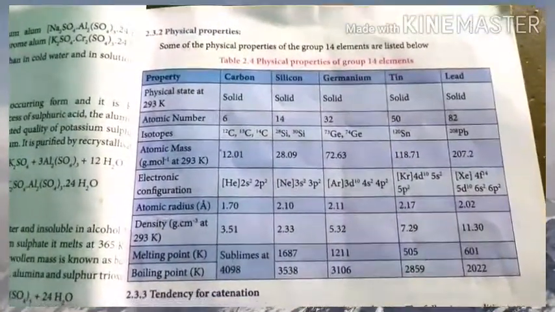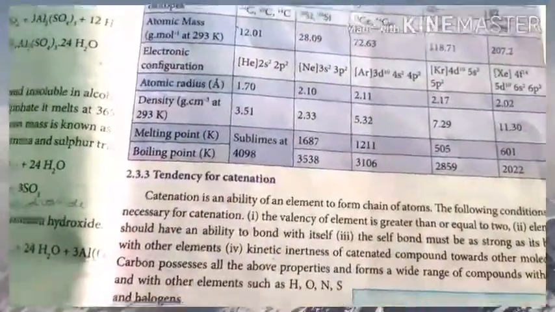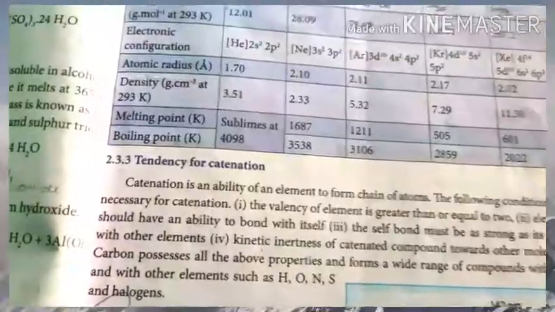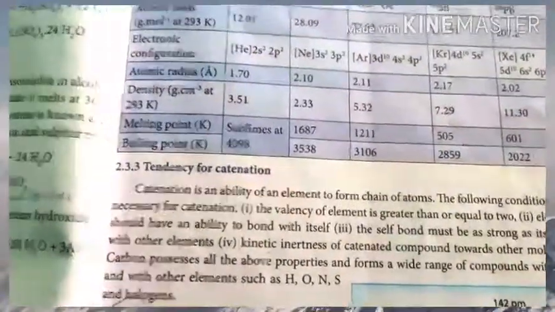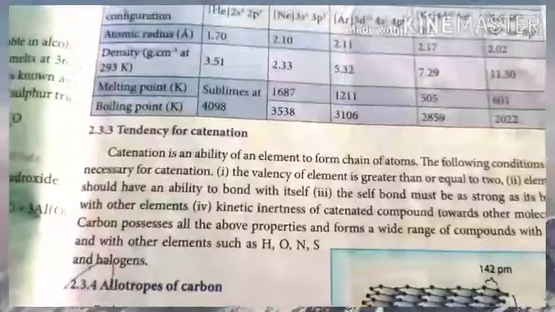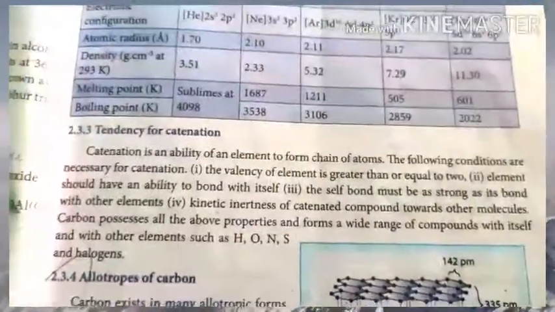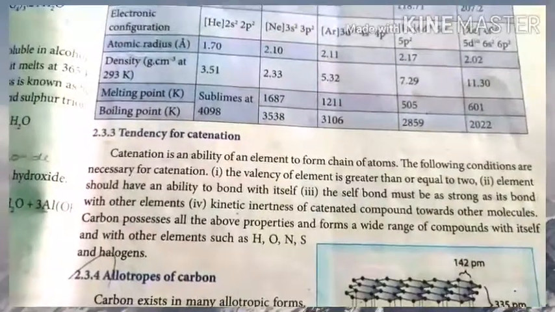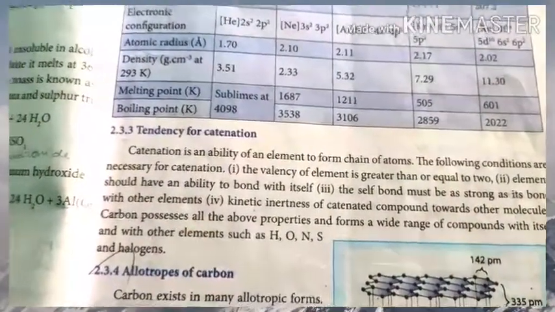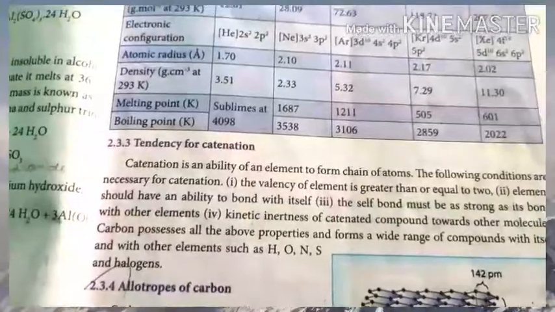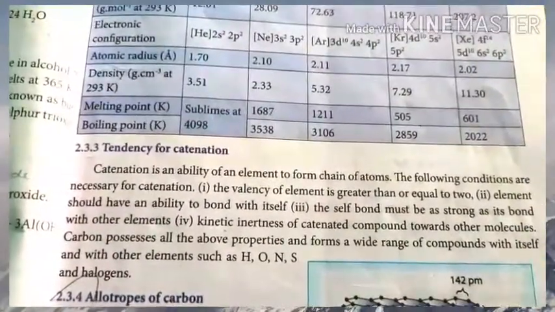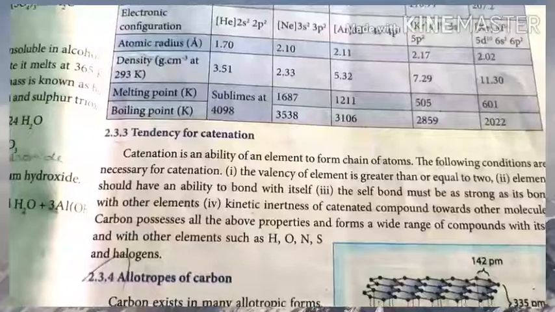Apart from this group, carbon has a special ability: it can form catenation. Catenation means forming chain compounds, the ability of an element to form chains of atoms. The following conditions are necessary for catenation. The first condition is that valency should be greater than or equal to 2. Carbon has a valency more than 2.